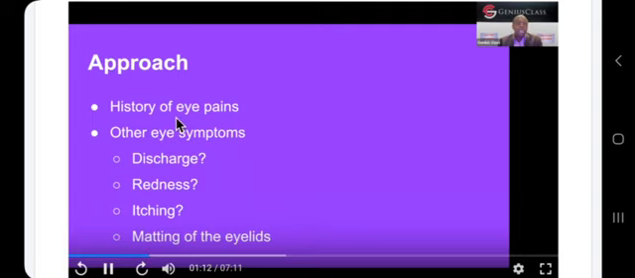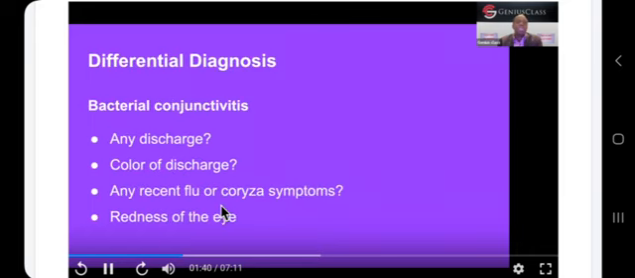Approach to the task. We're going to take the history of the eye pains. When did she start experiencing eye pains? Clarify whether it is in one eye or both eyes. Are there any other symptoms? Ask about other eye symptoms like any discharge, any redness, any itching, any matting of the eyelids in the morning. Is there any foreign body sensation in the eyes? And of course, most importantly, the red flags: is the vision affected?